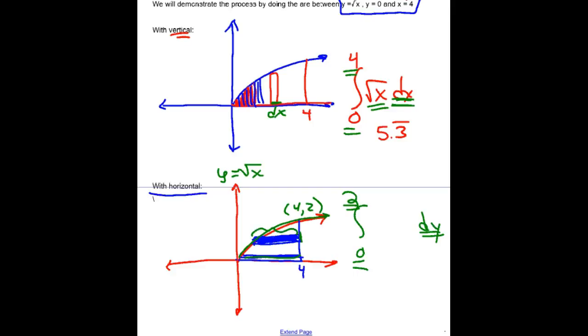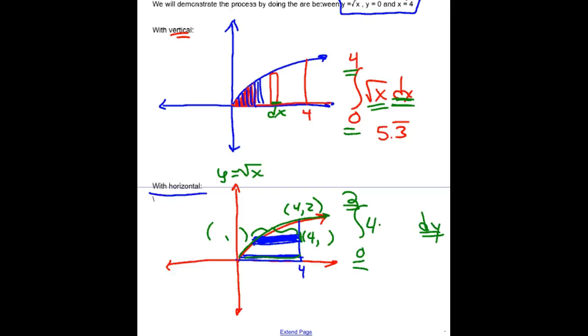Now up here, to get this length, we did top minus bottom. Guess what you do when you do them horizontally? Right minus left. But here's the problem. I can't say that it's 4 minus root x. I can't do that because root x is the y value, see what I mean? So what I need to do here is I will have a 4 because that is the right function all the way on up here. It's going to be 4 minus whatever this stuff is.